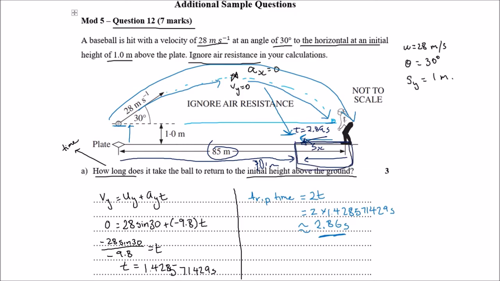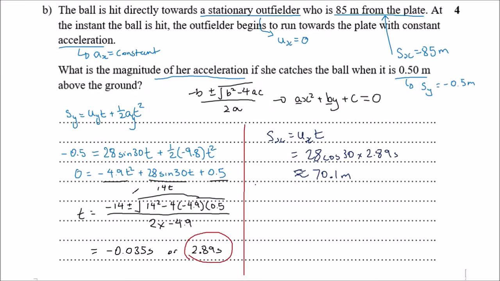So how far did she move from this 0 point here to this point here? And that's really easy. So the change in displacement of, let's say, human is 85 minus 70.1, and that is 14.9 meters. Okay, so that's the overall displacement change from the lady. So what we need to know now is what was her acceleration. So I do know the total displacement, which is 14.9.